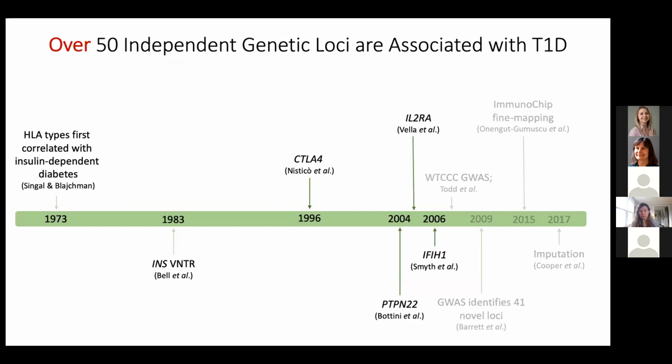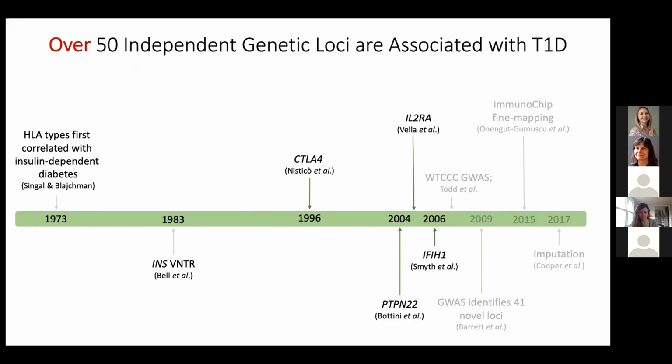If we look at the history of the genetics of type 1 diabetes, as I said, half of the genetic risk is in the HLA region, and this was identified in 1973. Approximately 10 years later, the insulin VNTR, a variable number of tandem repeats in the promoter region, was identified to be associated with type 1 diabetes. Then candidate gene approaches identified several more genes, and by 2006 we had 6 regions in the genome with strong evidence of association with type 1 diabetes.